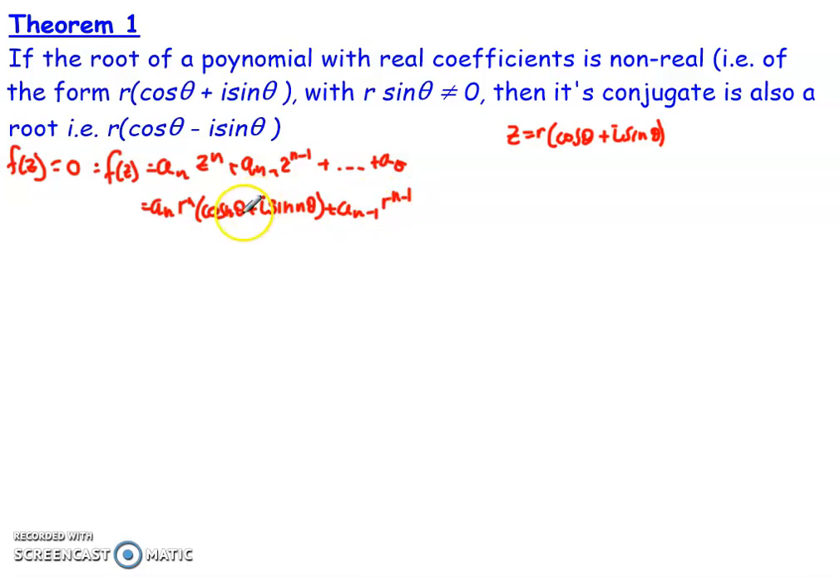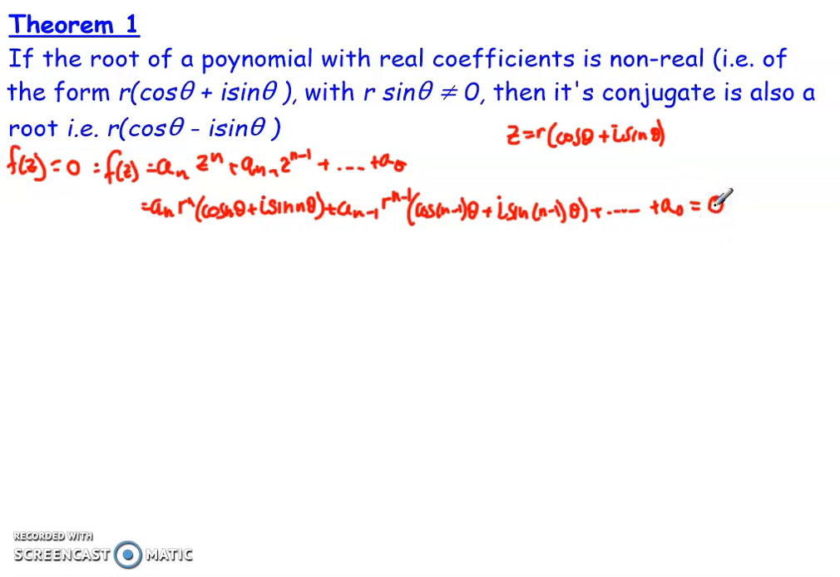The only difference being, instead of cos n theta and sin n theta, it would be cos (n minus 1) theta and sin (n minus 1) theta. So the coefficient of theta goes down by 1 every single time. So it would then be cos of (n minus 1) theta plus i sin of (n minus 1) theta. And again, we'd continue that all the way down to a final term, which is a constant a naught. Now for that root to exist, we also know that that has to equal 0.